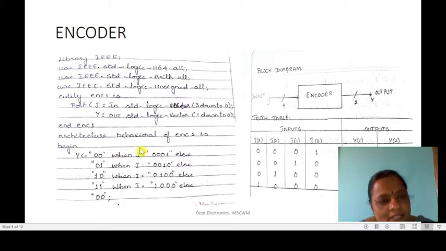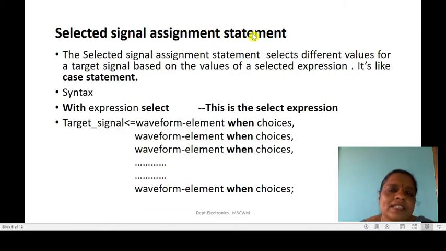Okay, now let us move to the selected signal assignment statement. What is the meaning of the selected signal assignment statement? Once again, the signal assignment statement is the same. It is going to select the signal assignment statement. So what is the selected signal assignment statement? The selected signal assignment statement selects different values for a target signal based on the value of a selected expression. It is just like a case statement.